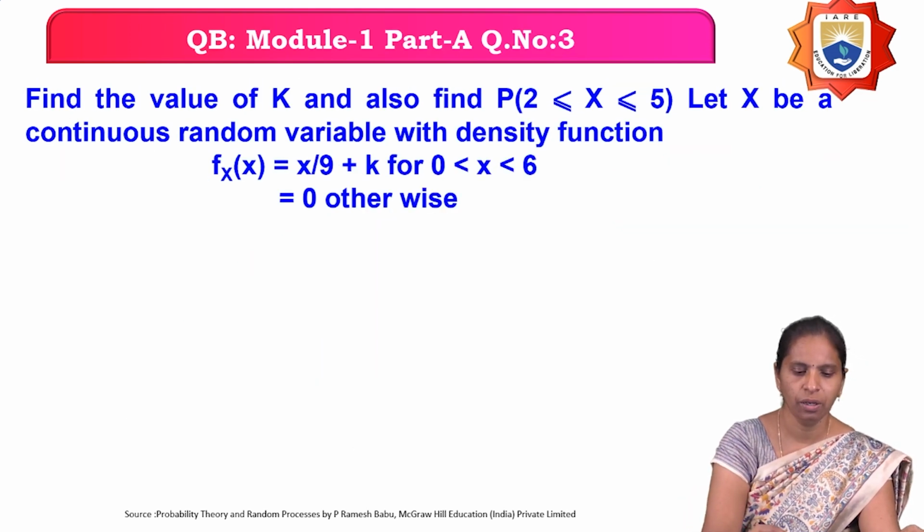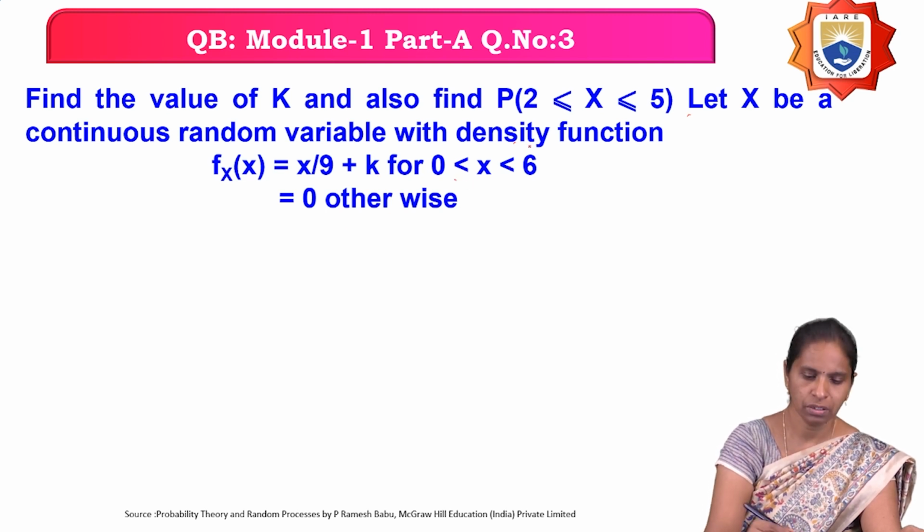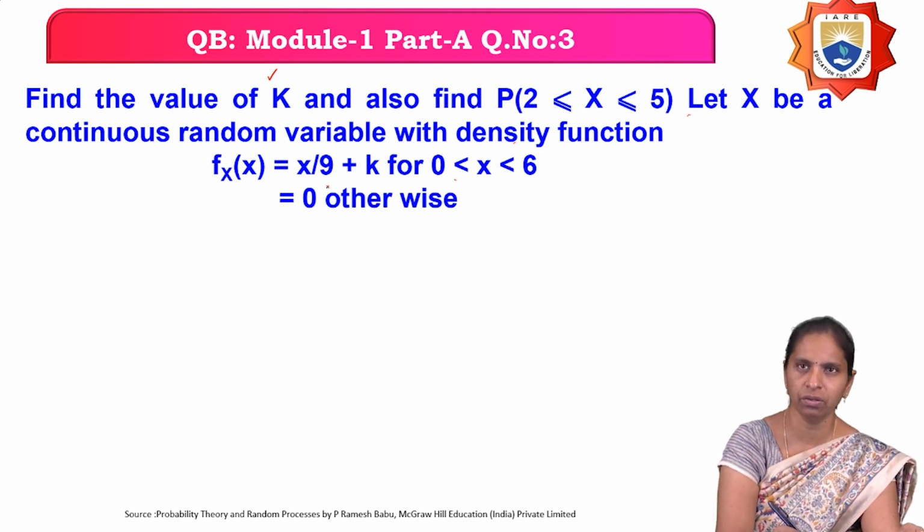Next problem. Find the value of k and also find P of 2 less than or equal to x less than or equal to 5. Let x be a continuous random variable with the density function fx of x equals x by 9 plus k when x is from 0 to 6 and 0 otherwise. So in a similar manner to how you found the previous one, in the same manner you can calculate the value of k.